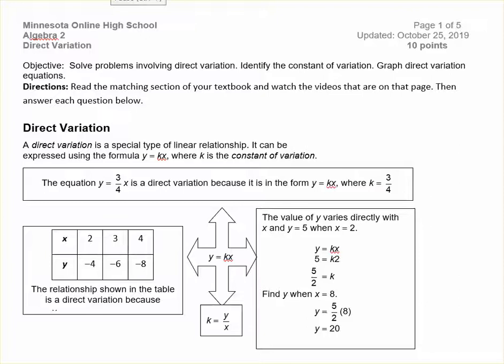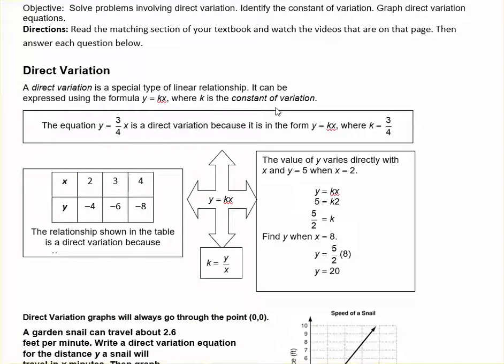This is Ms. DB. In this video we are going to learn about direct variation. Direct variation is a very specific type of linear function, and a direct variation will have a constant of variation. So in a direct variation relationship, y varies directly as x, and k is called the constant of variation. For example, the equation y equals 3/4 x is direct variation because it's in the form y equals kx, and in this case k would be 3/4.